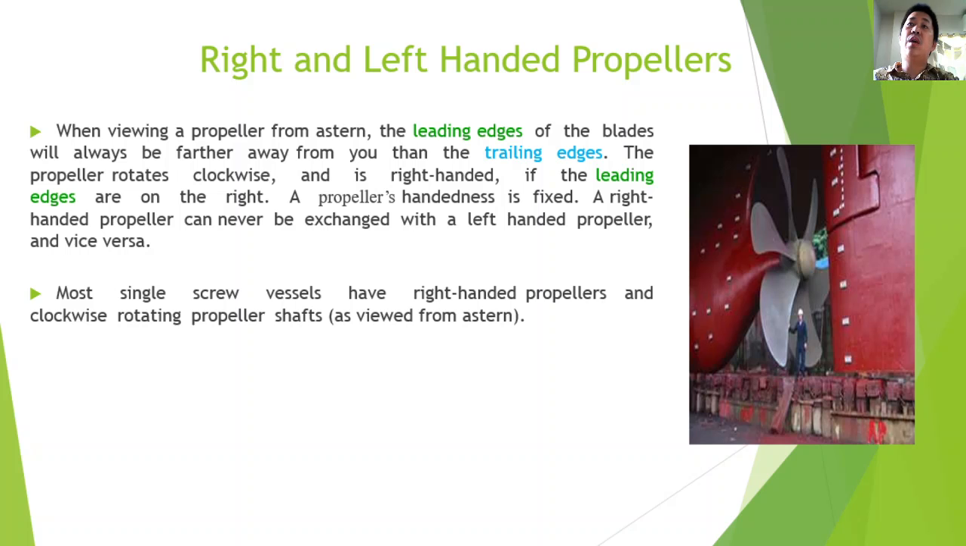So we have also right and left-handed propellers. When viewing the propeller from astern, the leading edge of the blades will always be farther away from you than the trailing edge. So the propeller rotates clockwise, and it is right-handed if the leading edges are on the right.